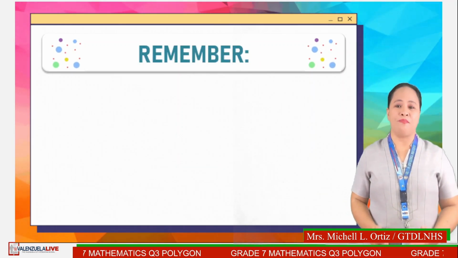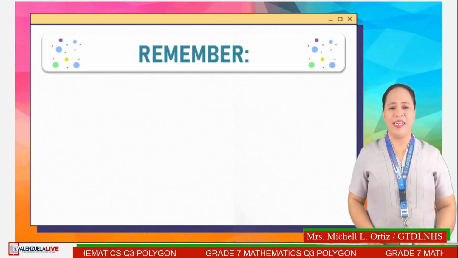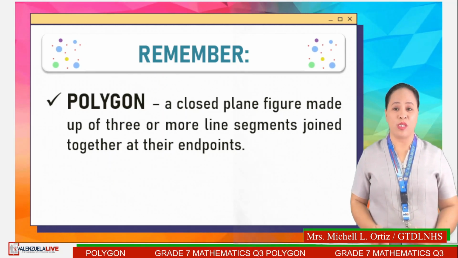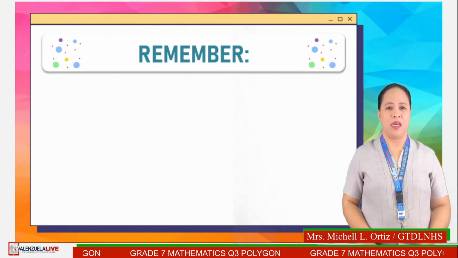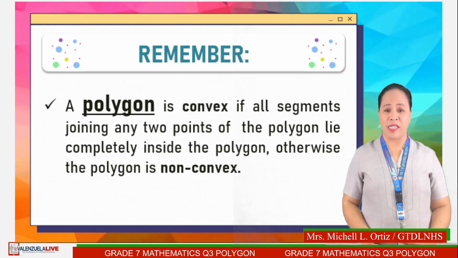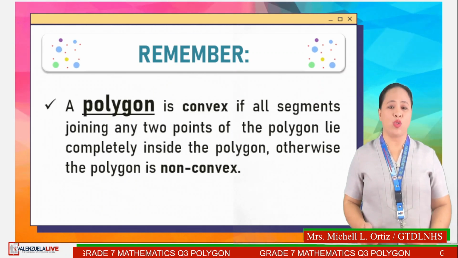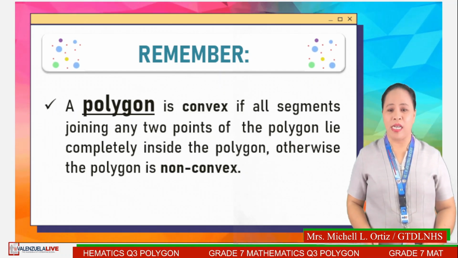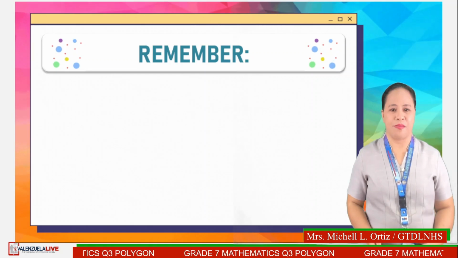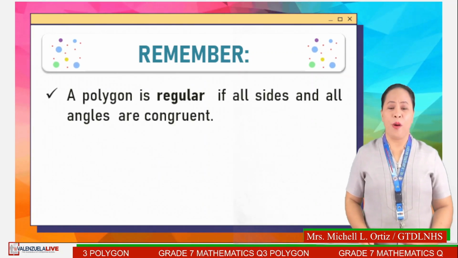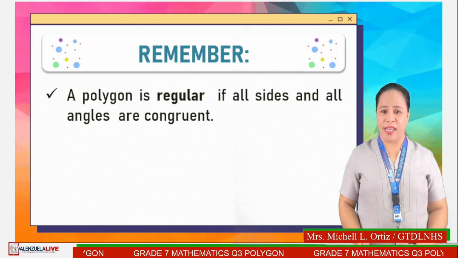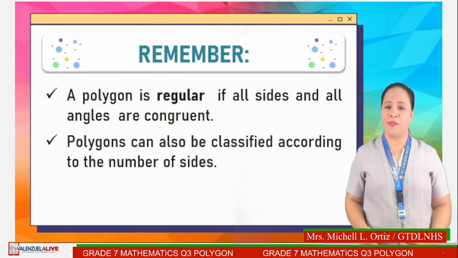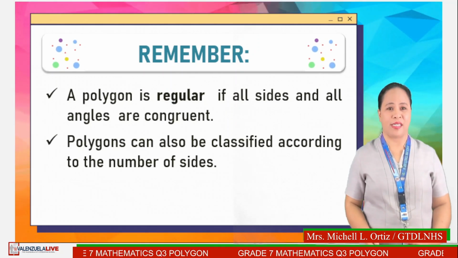To sum up the important points of our today's lesson, polygon is a closed plane figure made up of 3 or more line segments joined together at their endpoint. A polygon is convex if all segments joining any 2 points of the polygon lie completely inside the polygon. Otherwise, the polygon is non-convex. A polygon is regular if all sides and all angles are congruent. Polygons can also be classified according to the number of sides.